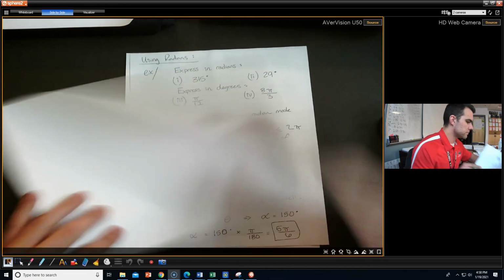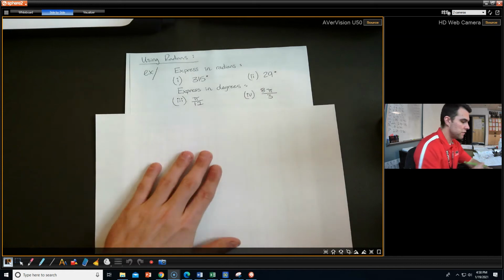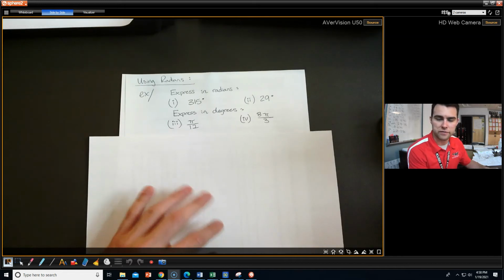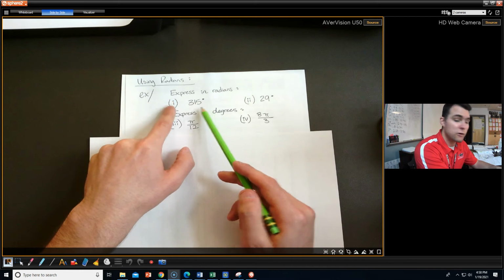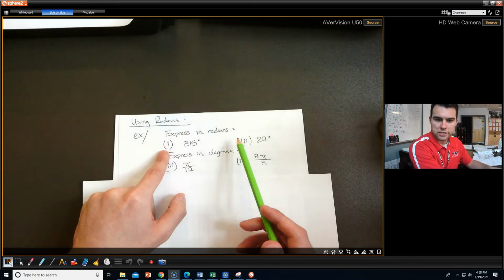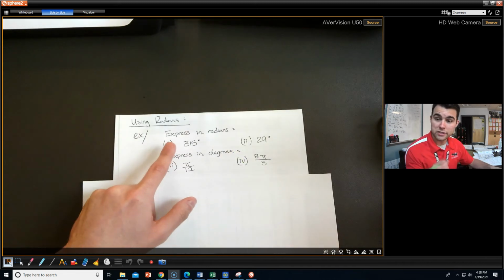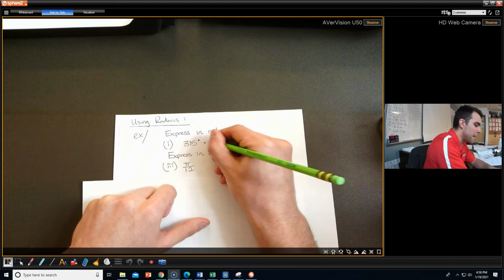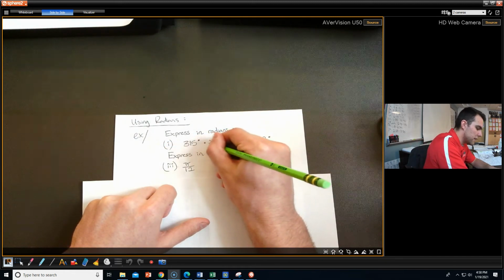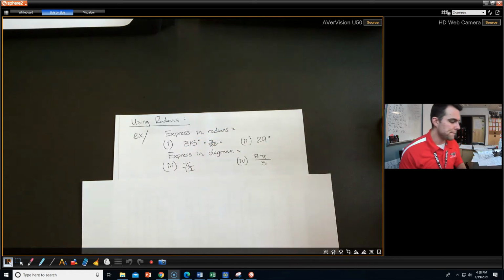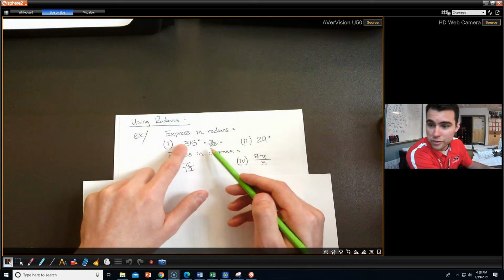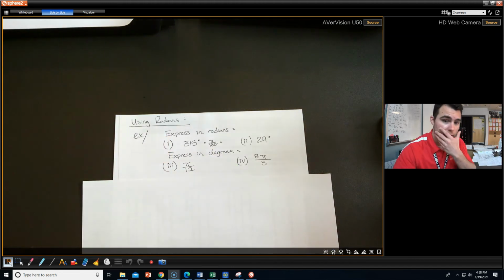Actually using them. So we're going to express the following in what we're specifying. I want to express part 1 and 2 in radians. So let's start there. If I want to convert something to radians, I have to multiply it by pi over 180 degrees, and I'm going to have to reduce and simplify as much as I possibly can. So let me think. What goes into 180 and 315? Well, 5 does. Maybe we just start there for right now.